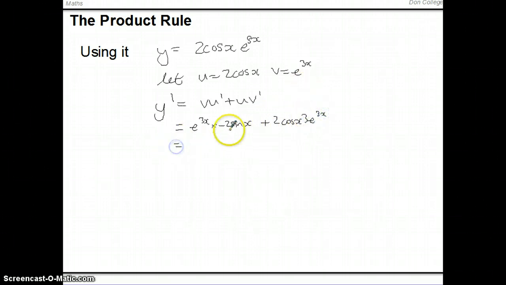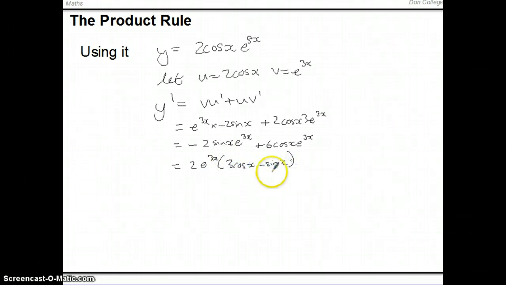And we can just tidy that up a little bit. That's going to give us negative 2 sine x e to the 3x plus 6 cos x e to the 3x. And you could then factorise, and that would give us, maybe take out 2e to the 3x times 3 cos x minus sine x. Okay, there we go. So we've differentiated that function. Nice and easy. You see the actual use of the rule is very, very straightforward and simple.